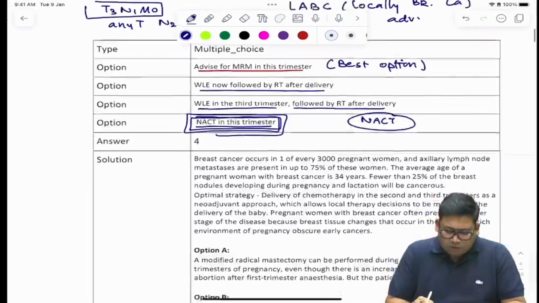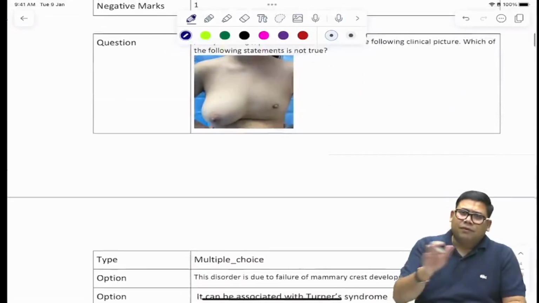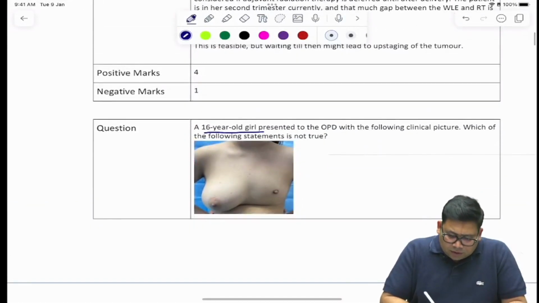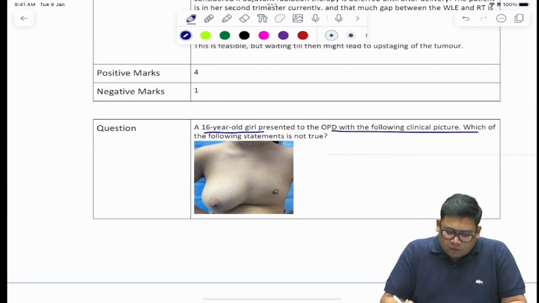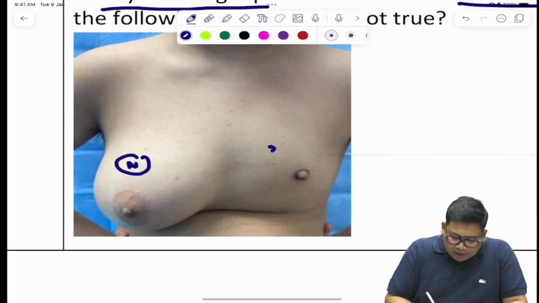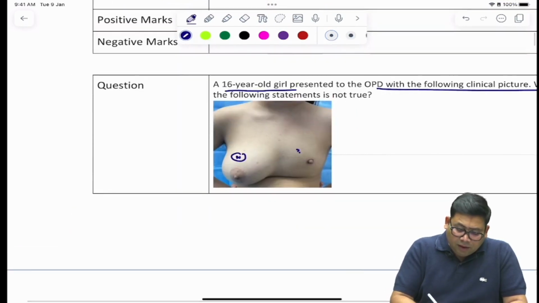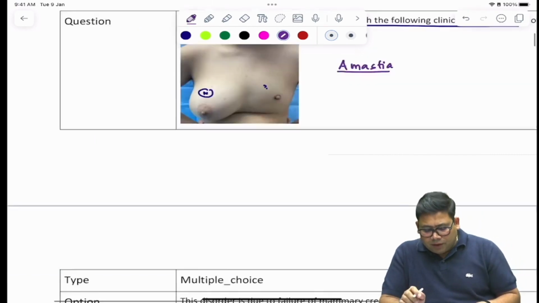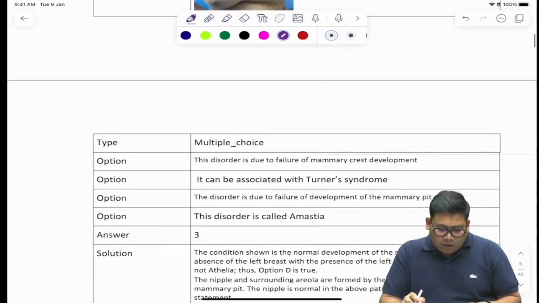Let us move forward. So surgery, when we talk about it, should be MRM in this case. Now a 16-year-old girl presented to OPD with the following clinical picture. Which of the following is not true? If you see this, this is a normal breast, and here the breast is not developed but the nipple is developed. So this is a case of amastia, which is very simple. Let us try to understand the options.